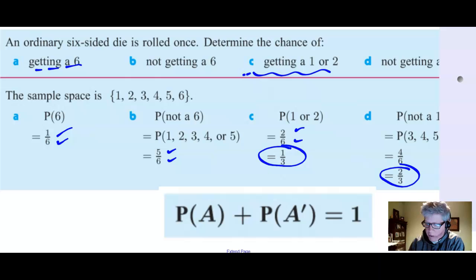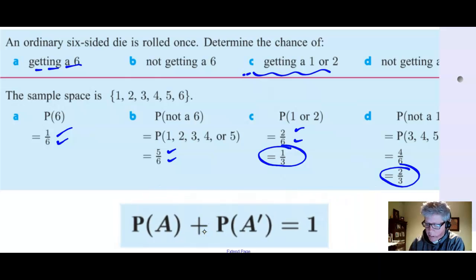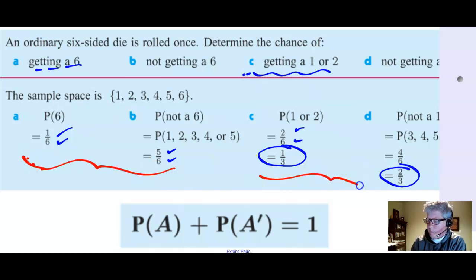What's important about this is that both these scenarios are what we call complementary events, and they add up to 1. So 1/6 plus 5/6, complementary events, add up to 1. 1/3 and 2/3, they add up to 1. So it's really important that you do that.